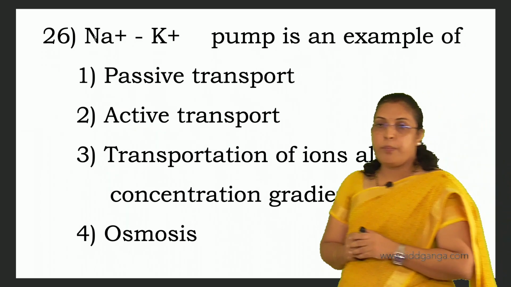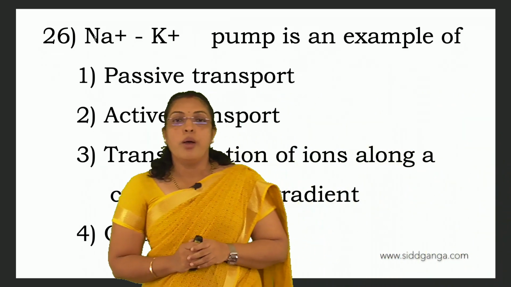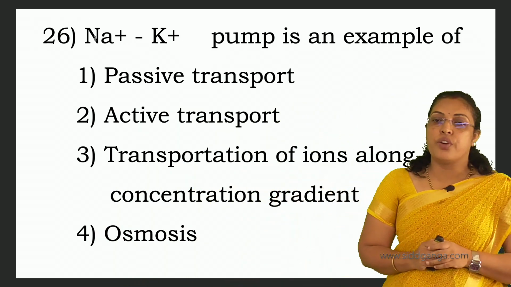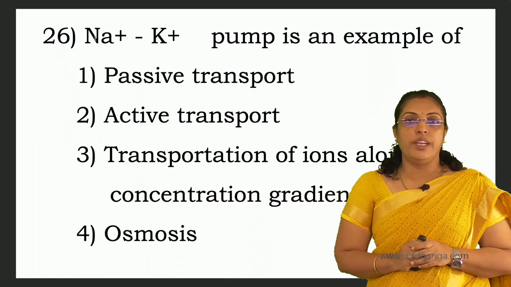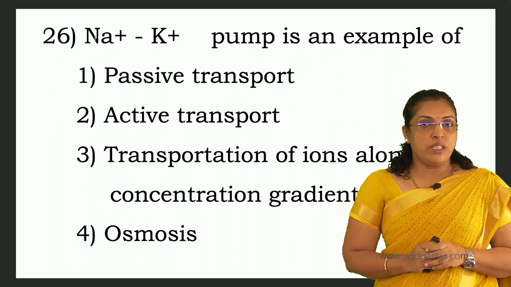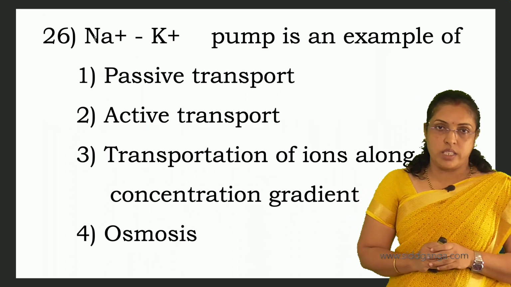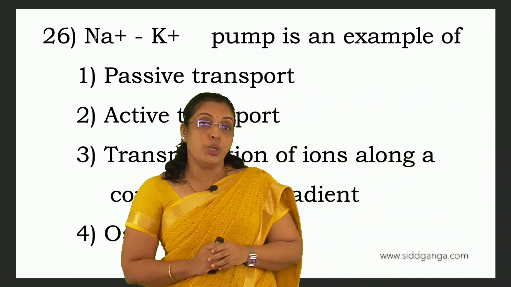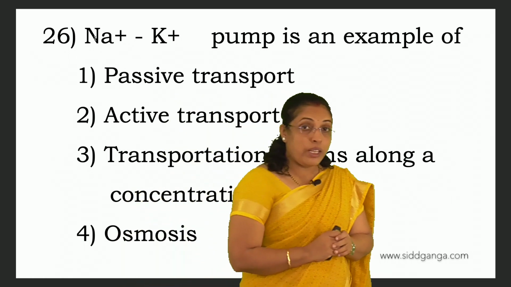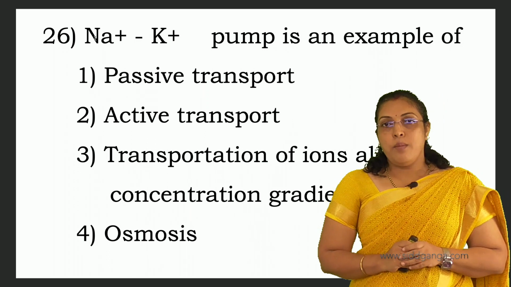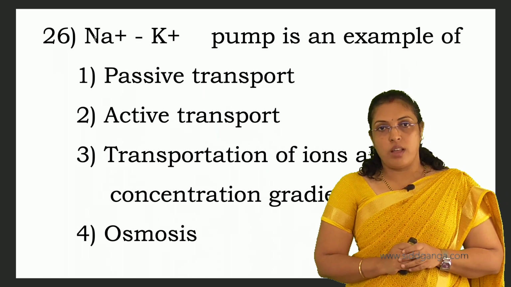Sodium and potassium pump is an example of passive transport, active transport, transportation of ions along a concentration gradient, or osmosis. So, the sodium and potassium pump is an example of active transport because they move from lower concentration to higher concentration. That is why they need energy. So, it is an example of active transport.